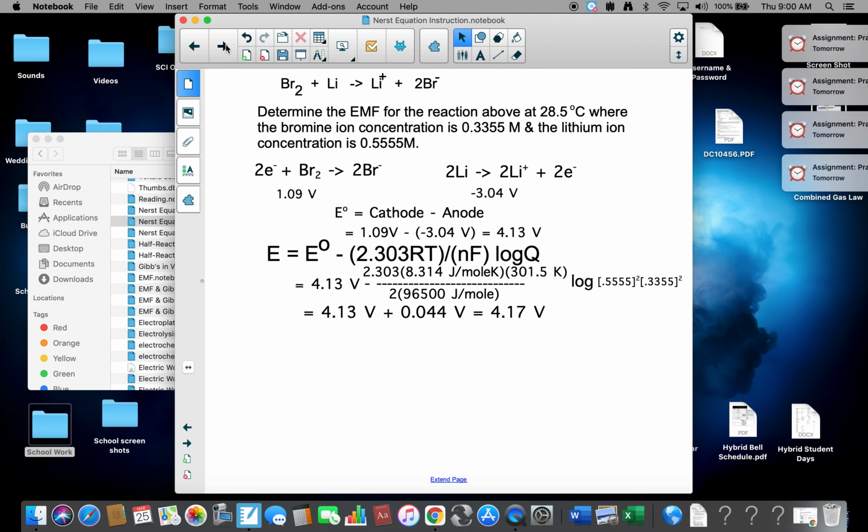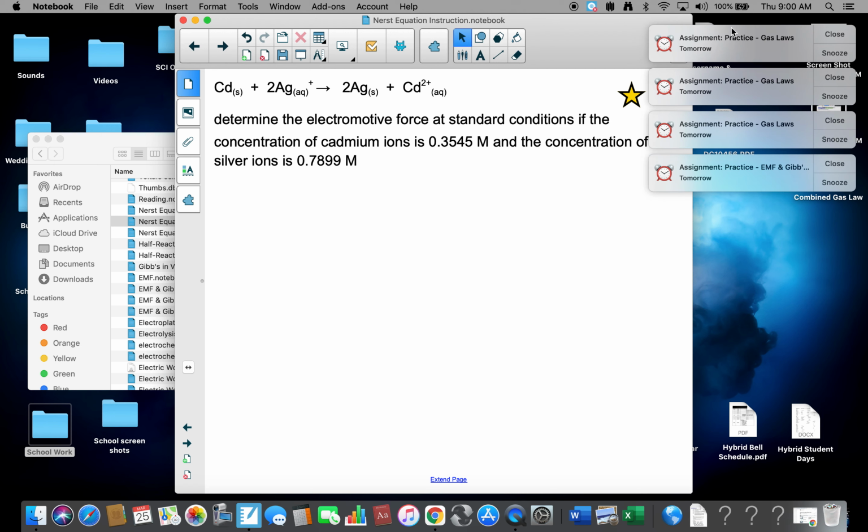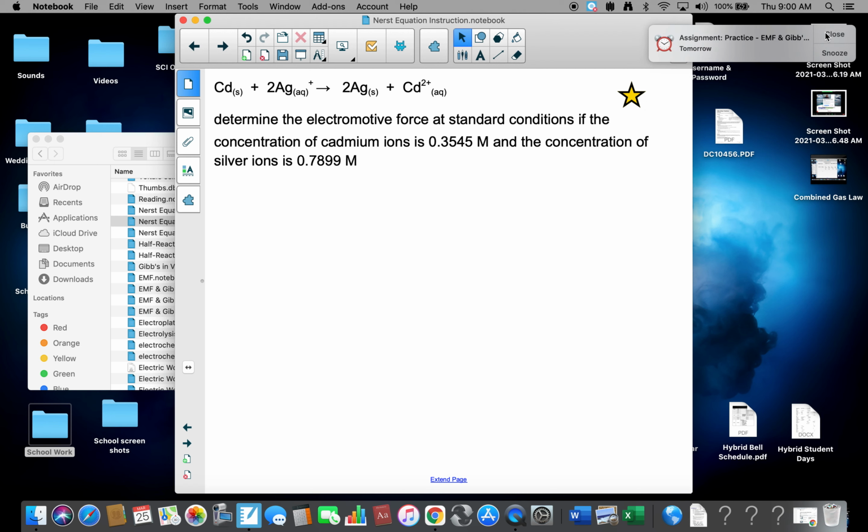All right, let's look at another problem. Sorry about this. Okay, for the cadmium-silver reaction, going to silver plus cadmium, determine the electromotive force at standard conditions if the concentration of cadmium is 3.545 molar and the concentration of silver ion is 0.7899 molar.